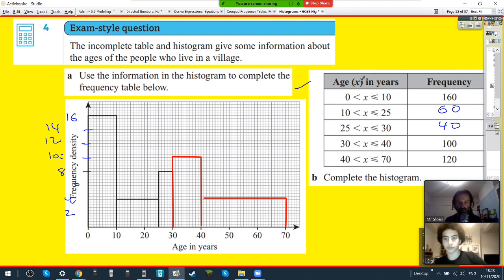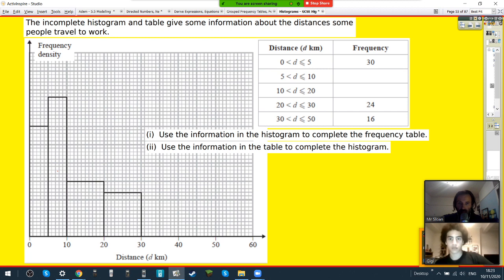No. So it's really a lot of base, height, area. Area divided by base gives you height. Frequency divided by class width gives you frequency density. Same idea. This is very similar. Is it worth doing? Yeah, maybe, yeah. Okay, go for it.